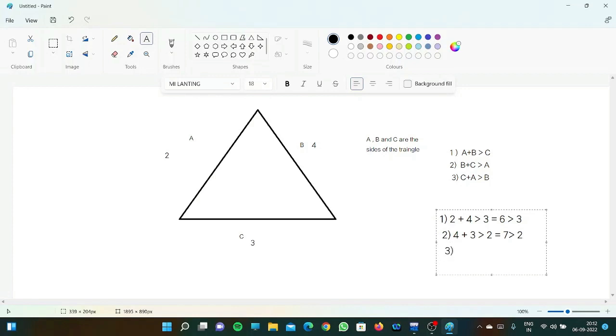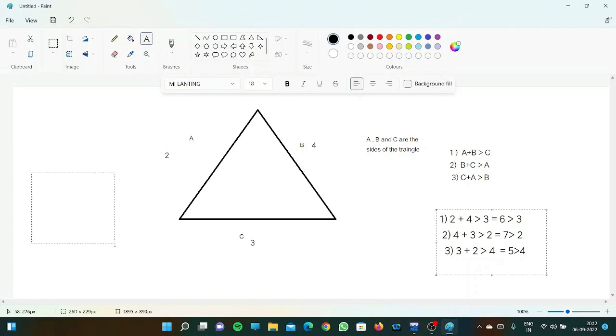Coming to the third condition, that is C plus A greater than B. Now C side is 3, A side is 2. Is it greater than 4? 5 is greater than 4. So that means all of our 3 conditions are satisfied and the given triangle is valid. So if any of these 3 conditions is not satisfied, so suppose the first condition is satisfied, the second condition is also satisfied, but you're not able to satisfy your third condition, then also the triangle will not be considered as valid. It will be invalid.